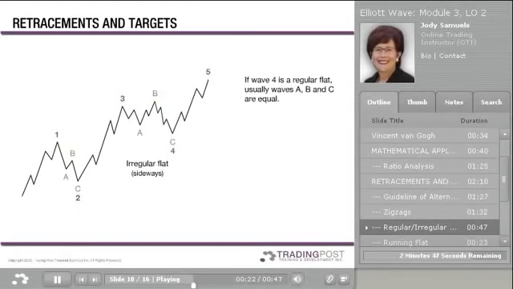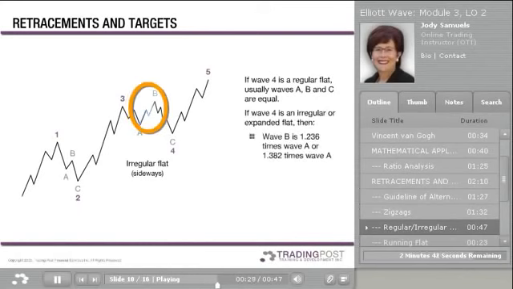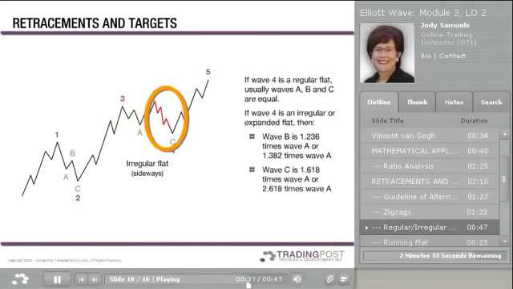If wave 4 is an irregular or expanded flat, as in this example, then wave B is usually 1.236 times wave A, or 1.382 times wave A. Wave C is usually 1.618 times wave A, or 2.618 times wave A.